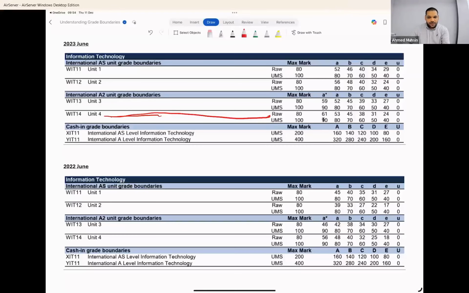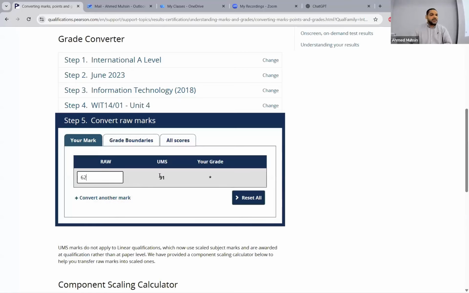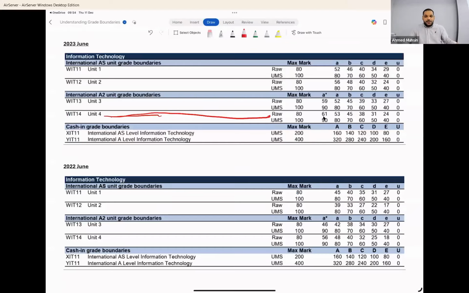You see, if you score 61, it will be 90. We'll take 62. How much is it? It's 91. It's an A star. Now guys, what's the difference between A star and A? 61 minus 53 is 8, correct? 61 plus 8 is 69. Am I right? From 69 and above, if you score, it's 100 marks. How much did you score? Out of 80, you scored 78.